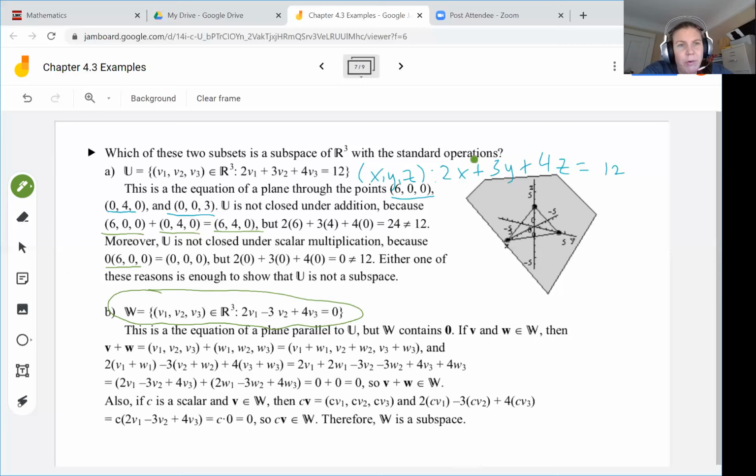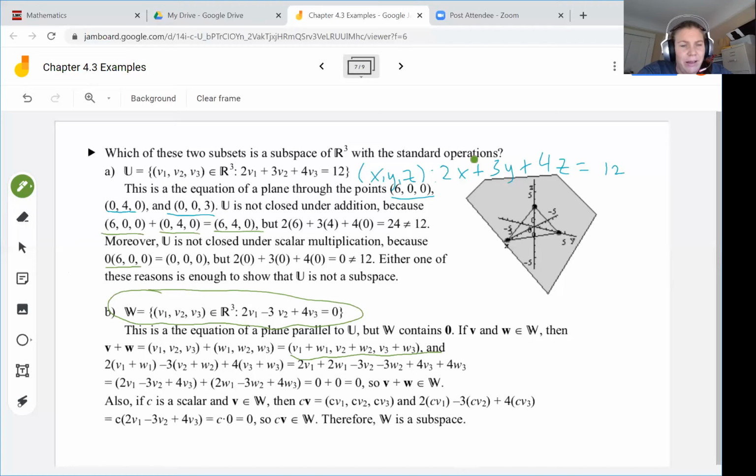So before, if we put in all zeros up in U, we didn't get a sum of 12. Here in W, if we put in zeros for V1, V2, and V3, then we get a sum of 0, which is in W. So if V and W are in W, then V plus W is going to add up to be V1 plus W1 in the first component, V2 plus W2 in the second component, and V3 plus W3 in the third component.